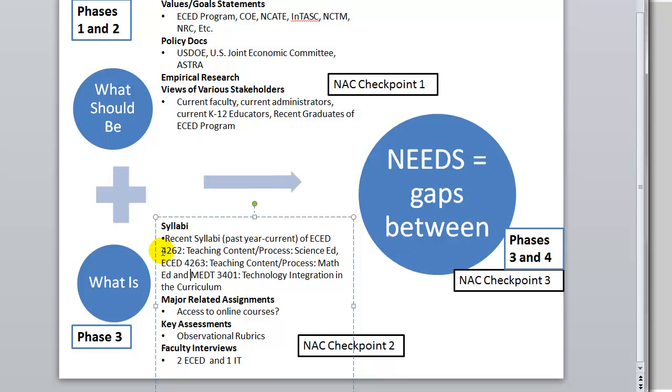And I'm missing the syllabi for these 2 early childhood classes, and I'm going to solicit those this week and comb through those. And then after I do that, I'll also get information about the major related assignments, and if there are any key assessments that maybe allude to the use of technology, then I will incorporate those in data collection. I have not really begun this part yet. I've done a lot of this up here for data collection.